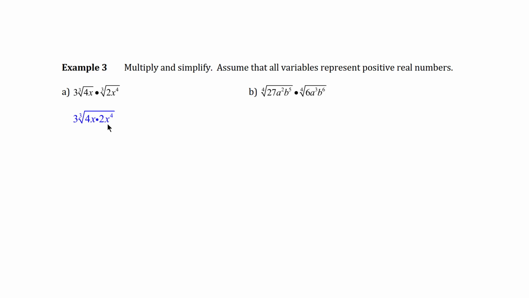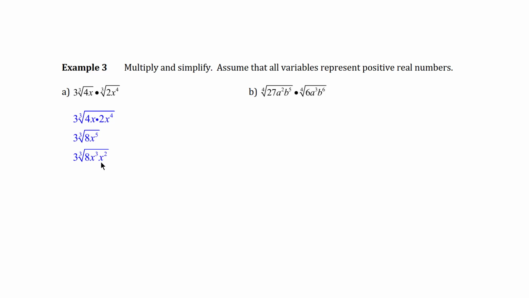Next, we simplify by multiplying the 4x and the 2x to the 4th power. We get 3 times the cube root of 8x to the 5th power. Next, I rewrote x to the 5th power as a product of two variables, where the exponent of one variable is a perfect cube, which is x cubed times x squared. So we have 3 times the cube root of 8x cubed x squared.